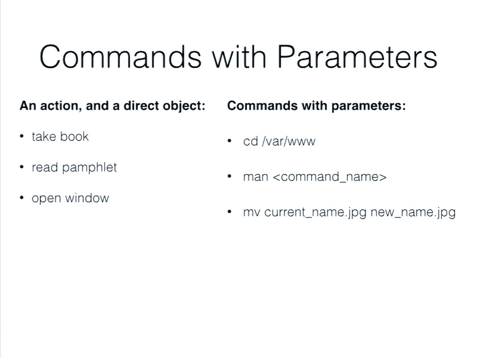In terms of the next step in our evolution, I initially just had take, read, open. To that, I've added a parameter, so I can take my book, I can read my pamphlet, or I can open my window. On the actual command line side of things, I can change directories into a specific directory. I can read the manual page for whatever the command is, or I can move. This one's tricky. Degree of difficulty just increased. I can move one parameter, and then there's a second one in there. So I can move one file name to another file name, or move it in location.